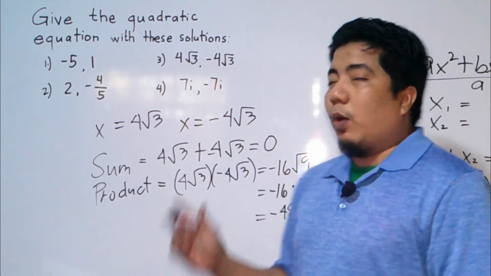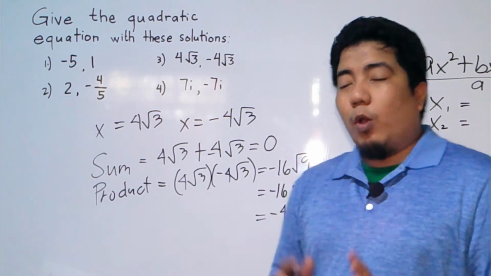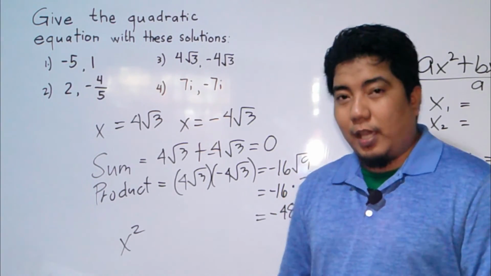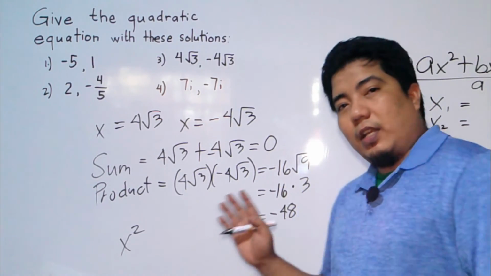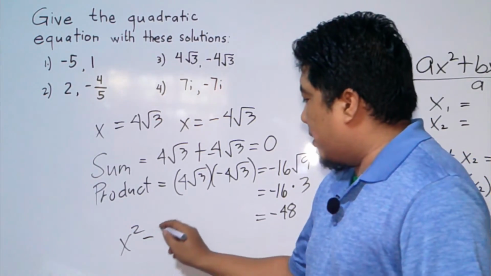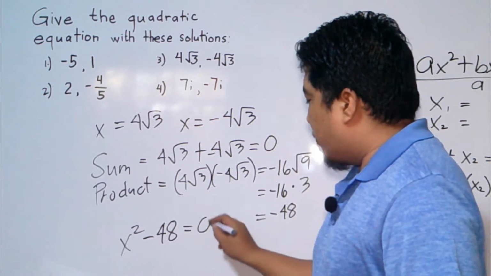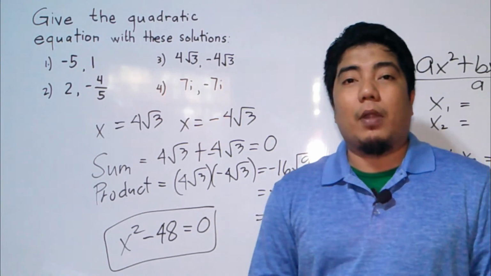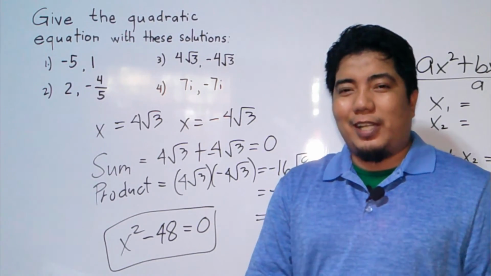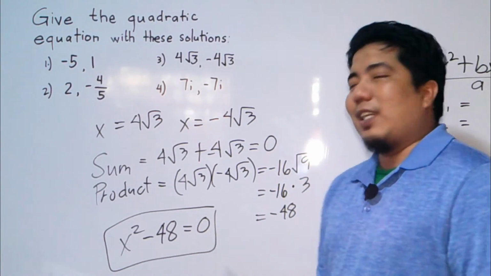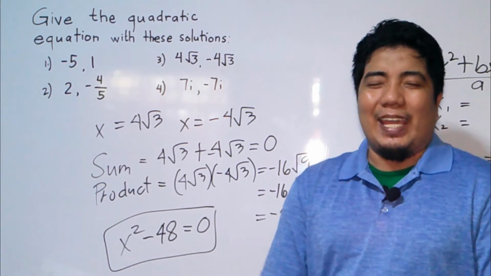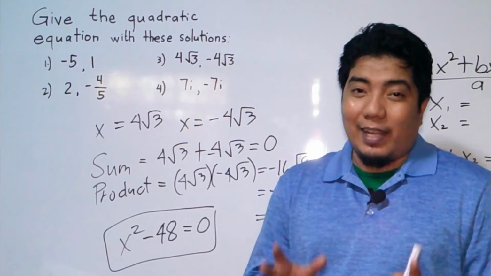Now, since our sum here is 0, you don't need to write any middle term. You just consider the final term, or the constant term. So, that is negative 48. So, that is your final answer. And if you still remember our given example earlier, the answer for our third example in the reverse method is just the same as our answer here using the sum and product. Okay, and now let us go to the final example.